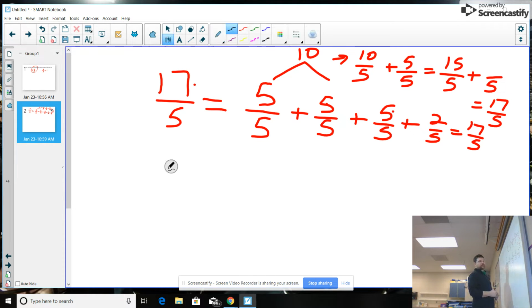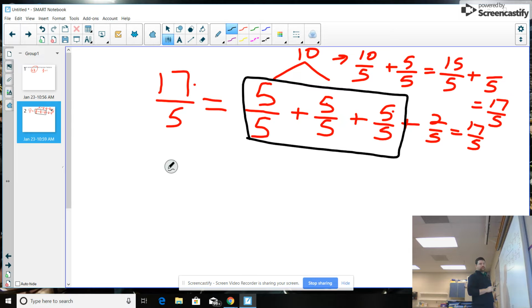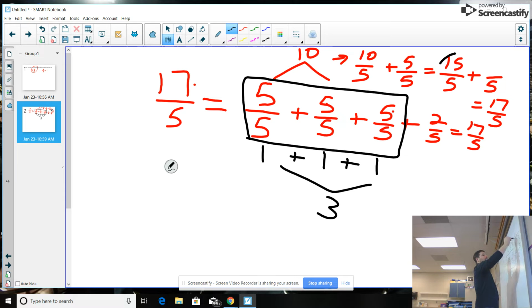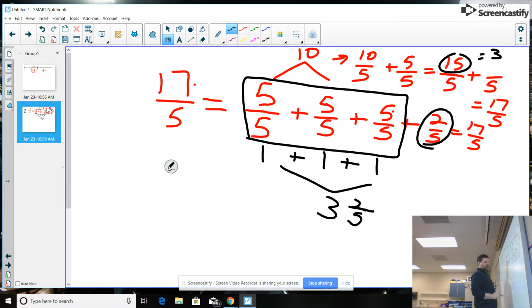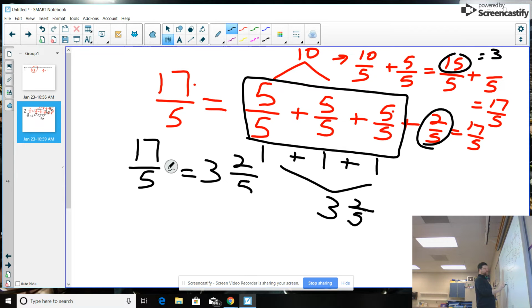Now to figure out what mixed number it is, I'm going to first look at this grouping of 5/5. Because each one of those is equal to 1, I know that those together make 3. Or 15/5 equals 3. And then I still have an extra 2/5 to add to the 3, which gives me what we call 3 2/5. So I know that if I'm going to convert or simplify 17/5 to a mixed number, it will be equivalent to 3 2/5.